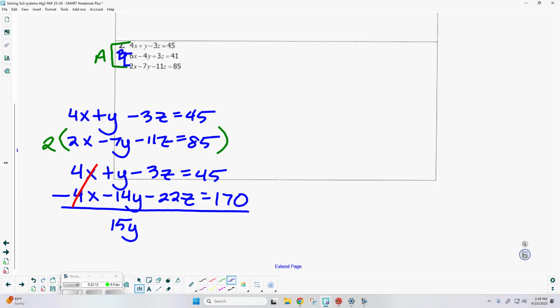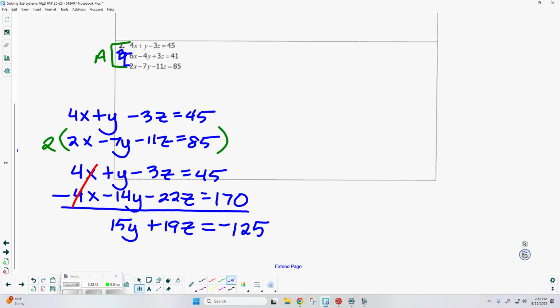Positive what? Ooh, a little off. Oh, 22. 19. I was thinking 21. And this equals, and then I need 45 minus 170. What should I get? Negative 125. Okay, so there's my first equation with only 2 variables.